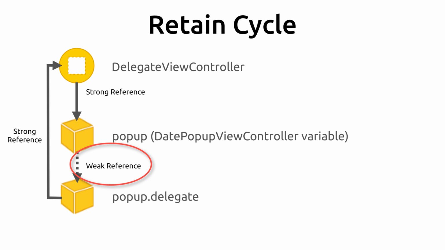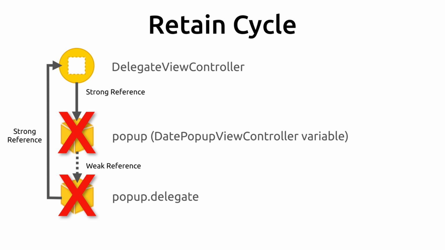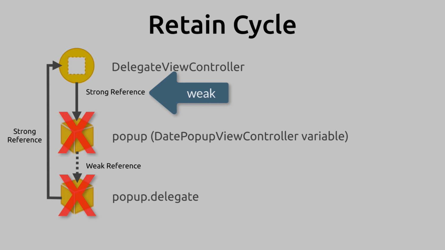Now, of course, you do have other options. Making the delegate weak is the best one in this case. You could have also assigned nil to either the delegate or the pop-up property once you are done using them. Or you can also make the pop-up weak like we did previously. So let's explore some of those options.